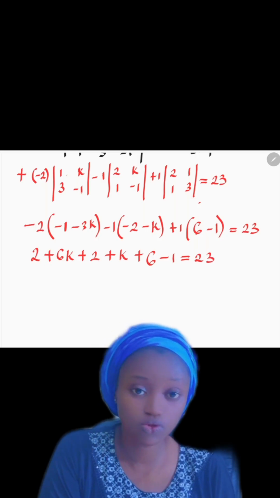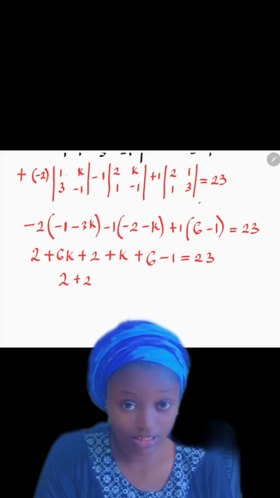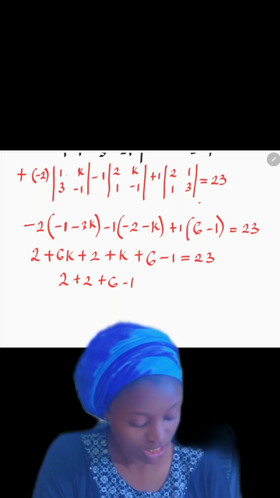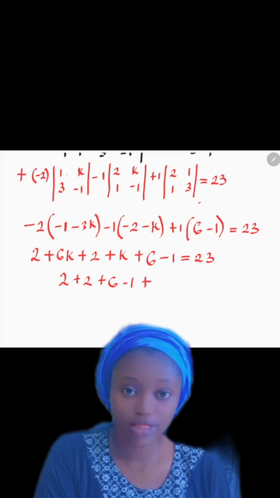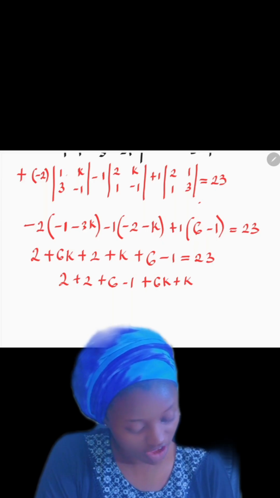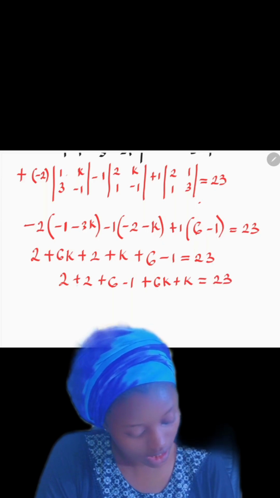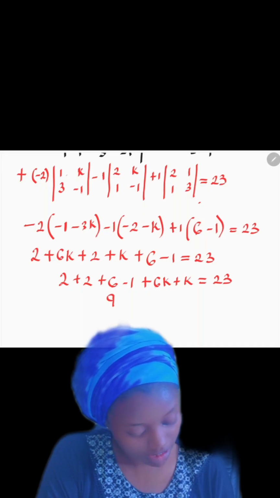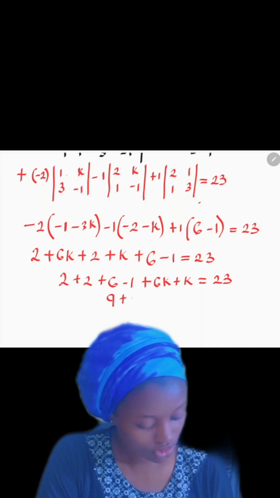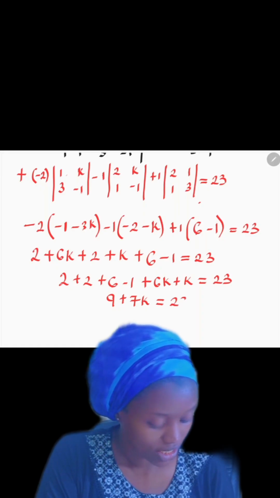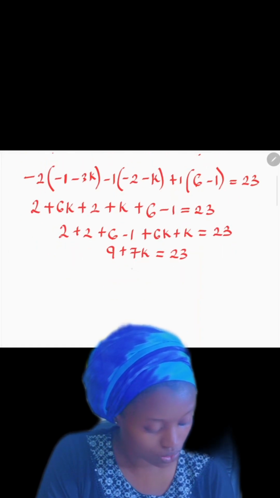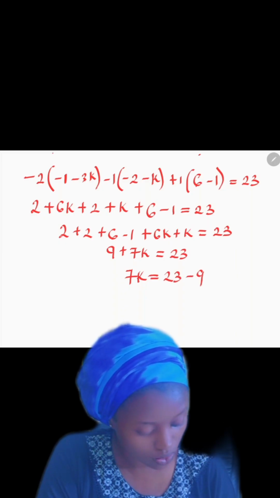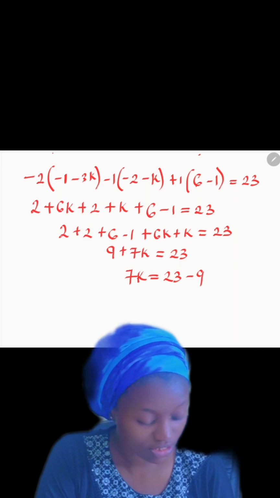So at this point, all we have to do is rearrange by collecting like terms, right? So this becomes 2 plus 2 plus 6 minus 1. I did not change any of the values here. All I did is just rearrange. So we have plus 6k plus k is equal to 23. 2 plus 2 is 4. 4 plus 6 is 10. 10 minus 1 gives us 9. 6k plus k gives us 7k. This is equal to 23. So what we do at this point, we collect like terms. We have 7k is equal to 23 minus 9.